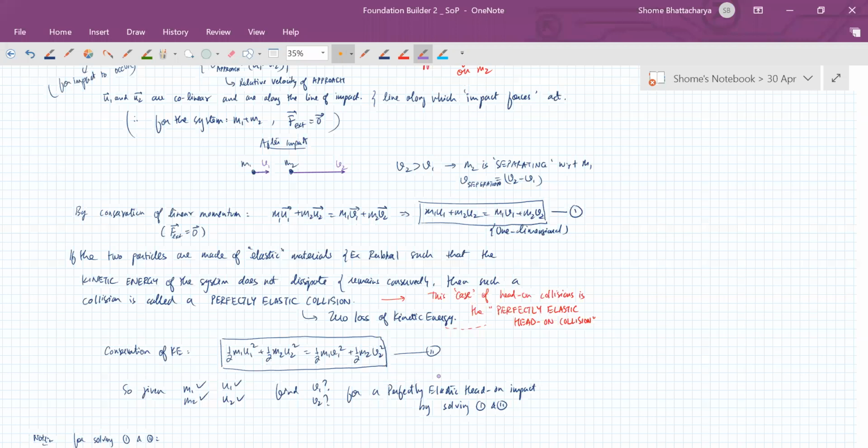Because there is no loss in kinetic energy, the rate at which they are moving away from each other after impact is exactly equal to the rate at which they are moving towards each other before impact. In fact, we will see, as you might have guessed, that if there is loss in kinetic energy, like in the case of inelastic collisions, then the separation velocity will become less than the approach velocity. Separation velocity cannot be more than the approach velocity. It will either be less in the case of inelastic collision, or equal in the case of perfectly elastic collision.